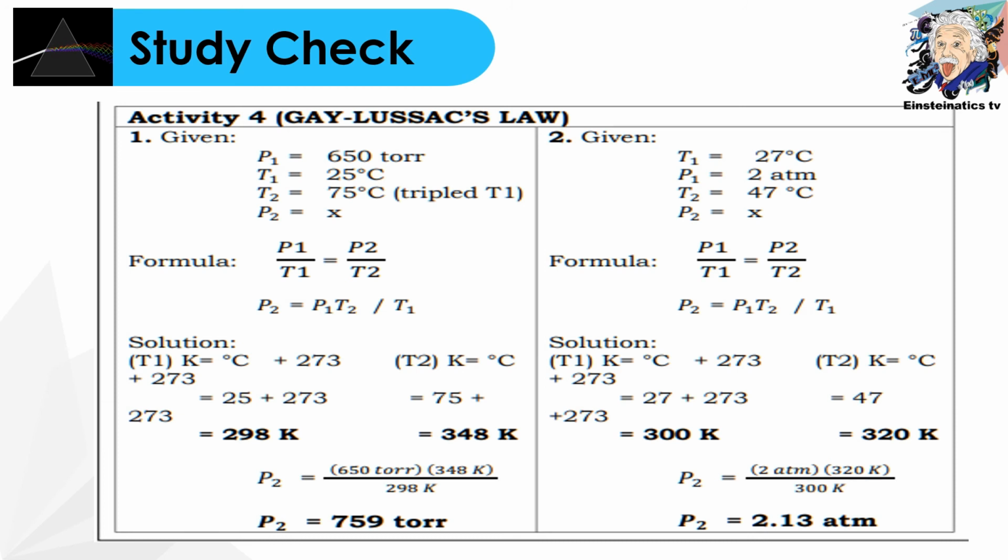So, here's the correct answer for the problems given. Sa number 1, since yung T1 daw is not triple, of course, 25 times 3, the correct answer is 75 degrees Celsius. Then, convert mo siya sa Kelvin. Yung T1, 25 plus 273, correct answer niya is 298 Kelvin. Yung T2 naman is 348 Kelvin. So, substitute na ngayon yung mga values, and you are going to derive 759 torricelli. Dito naman, sa number 2, correct answer is 2.13 atmosphere.